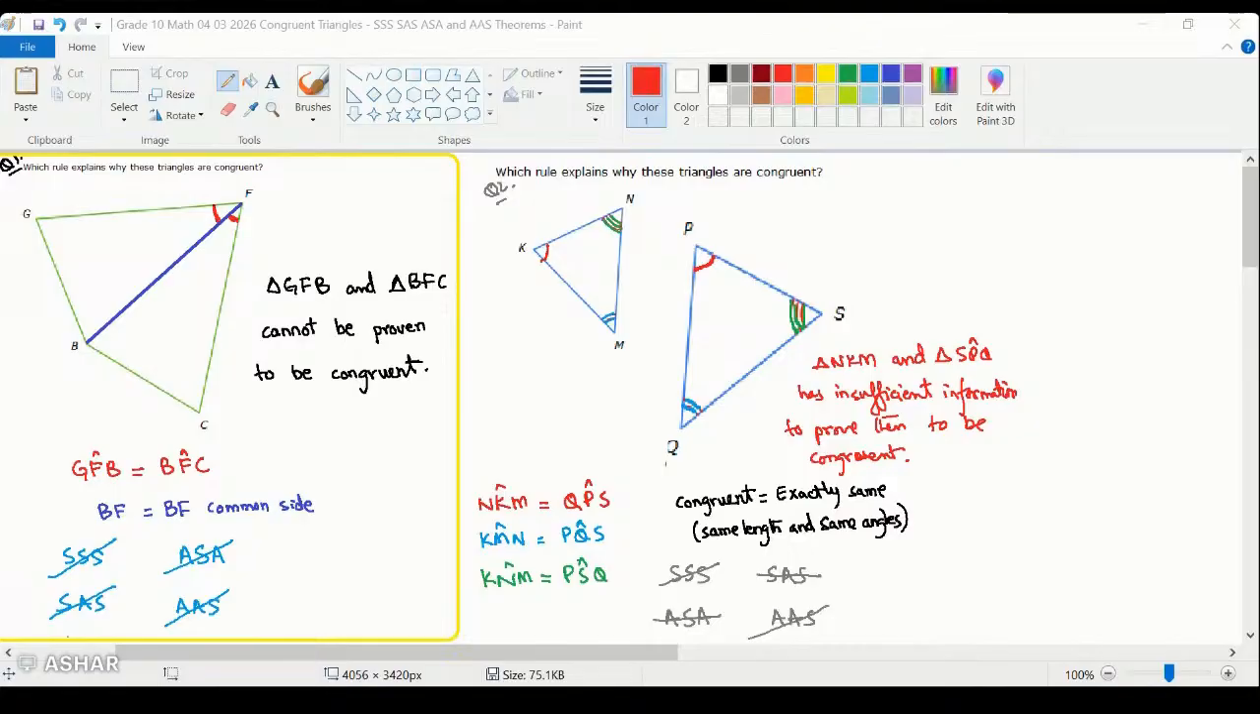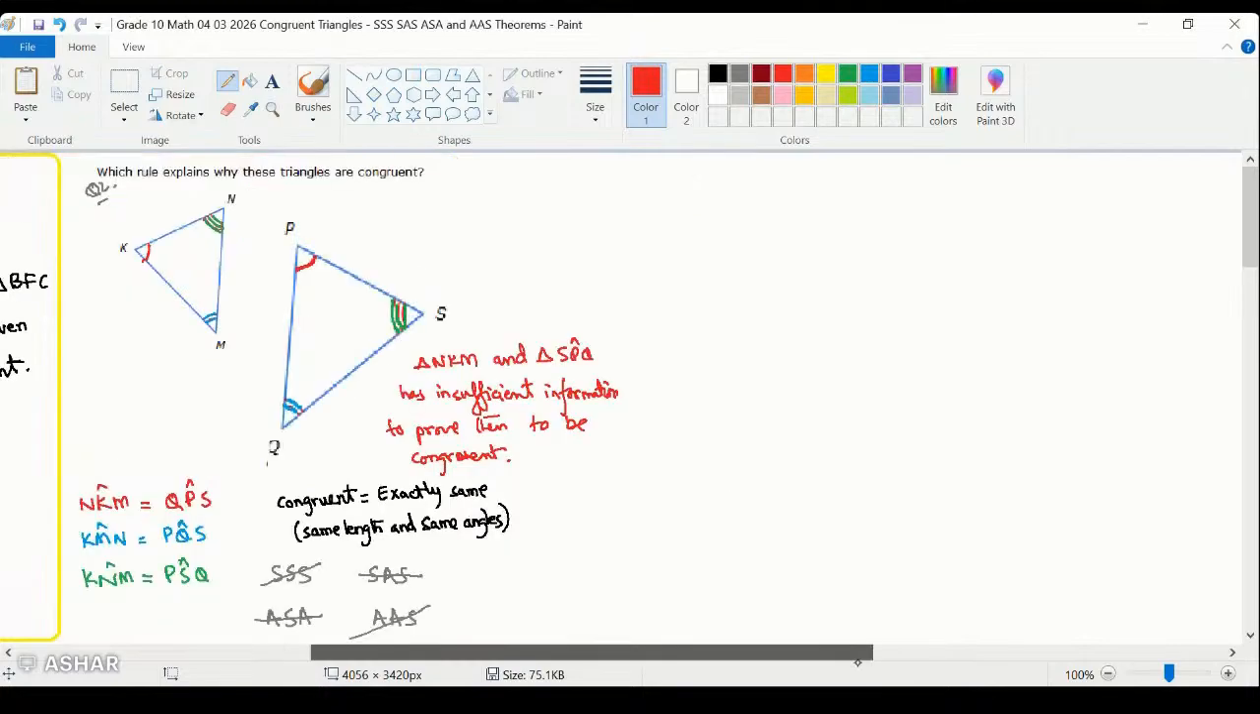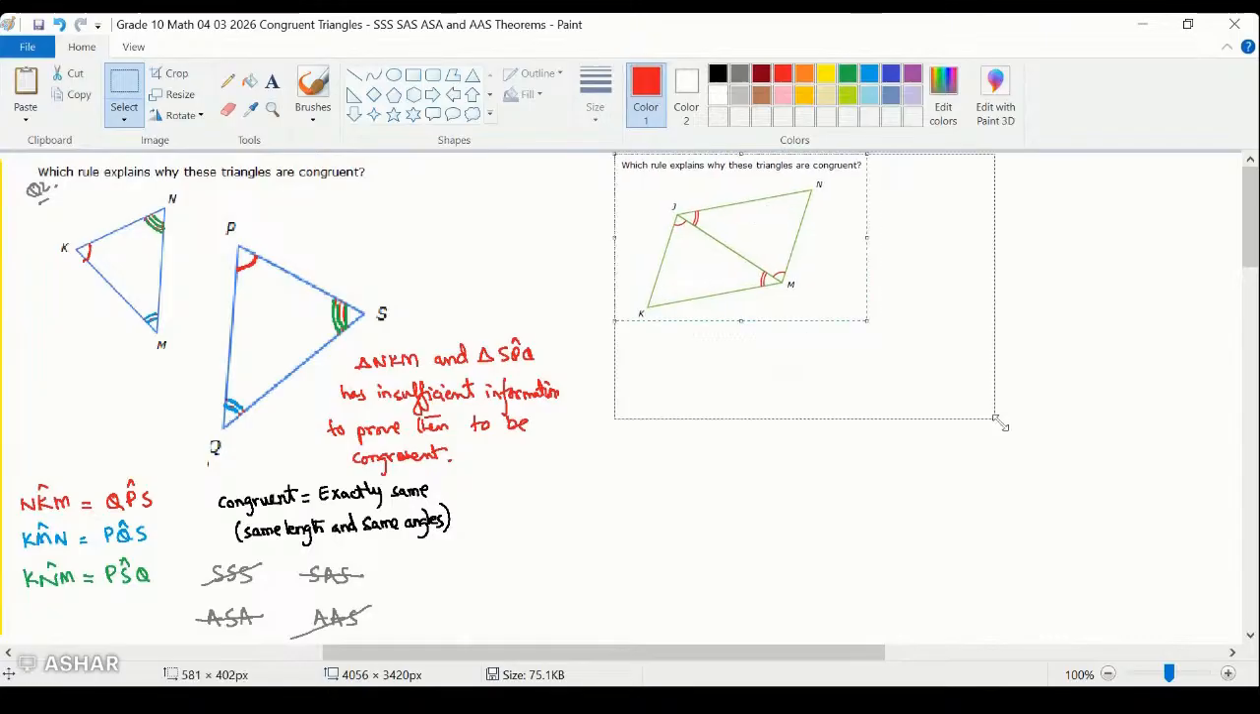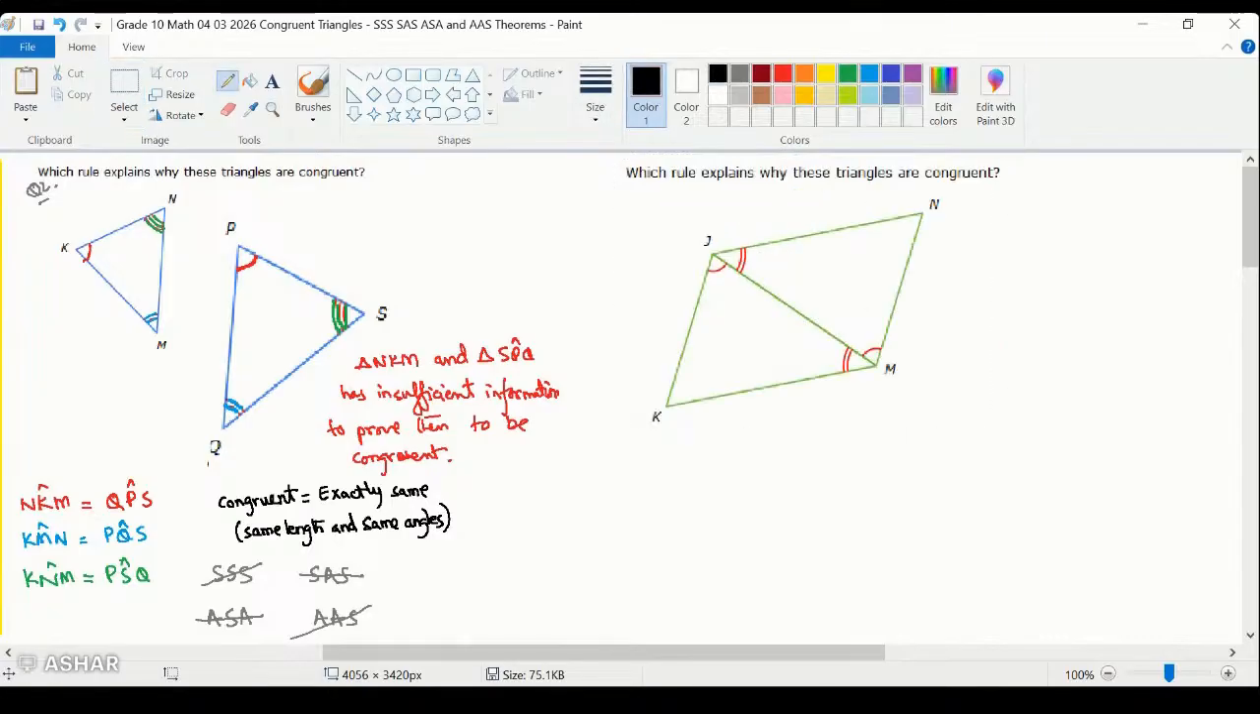Which rule explains why these triangles are congruent? Let's say, for question number 3, the information provided to us is that this angle equals this angle. We can say angle KJM would be equal to angle JMN, right? Two angles are equal, given.